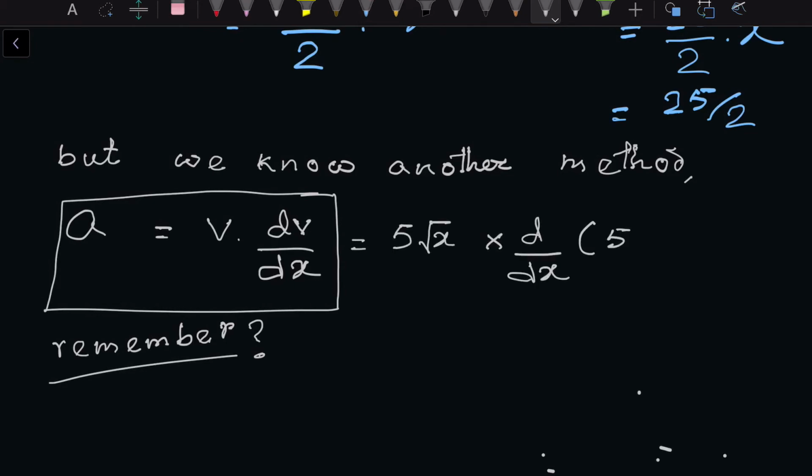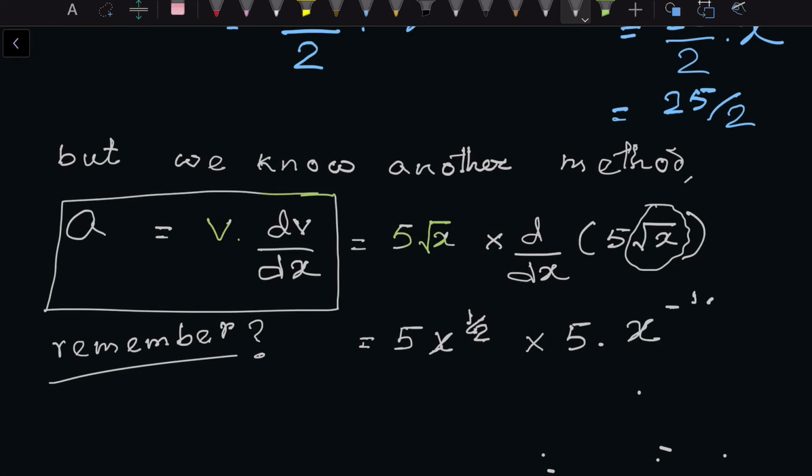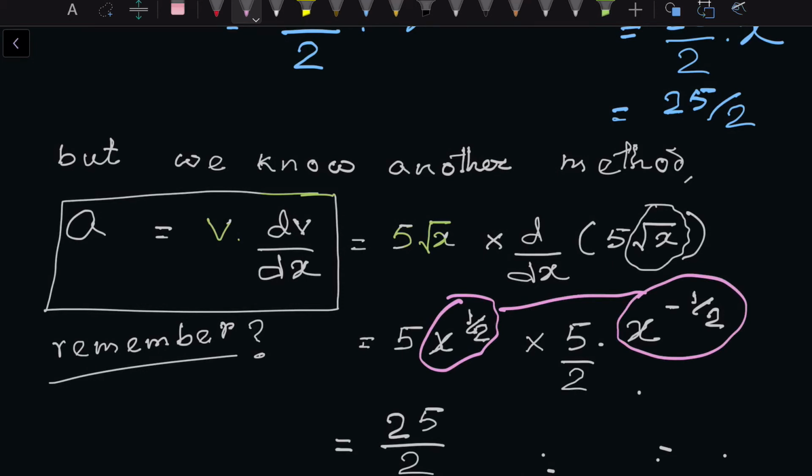v means 5 root x. Then dv by dx means d/dx of v, where v means 5 root x. So it is 5 root x, that means x to the power half into d/dx of 5 root x again. So half x to the power minus half into 5. So the total answer becomes 25 by 2, and x to the power minus half times x to the power plus half becomes 0. So that is the answer.